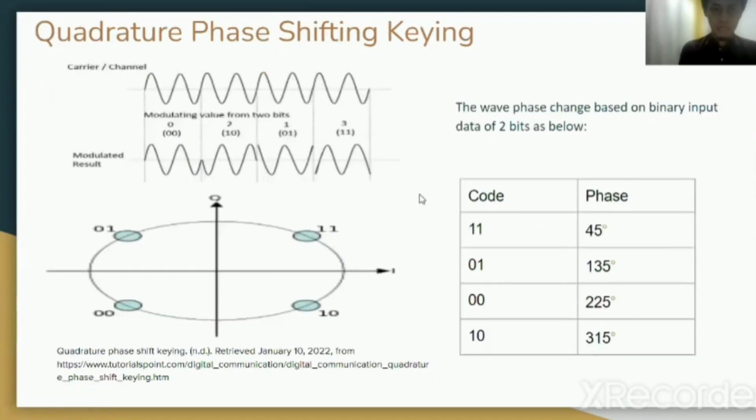For quadrature phase shifting, it is much easier to determine. You need to modulate the phase of the signal based on the binary code given here. Whenever the binary code is 1, 1, you modulate the phase to 45 degree. When the code is 0, 1, modulate it to 135 degree. When the code is 0, 0, modulate the wave phase to 225 degree. And when the code is 1, 0, modulate the wave phase to 350 degree. That's how you modulate the phase based on the binary code given here.